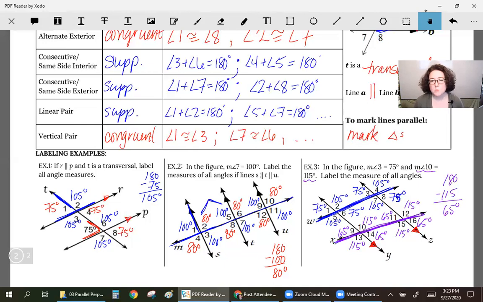We'll practice more with these next week, but right now we're just concentrating on being able to name our angle pairs and being able to label just straight angle measures on these.